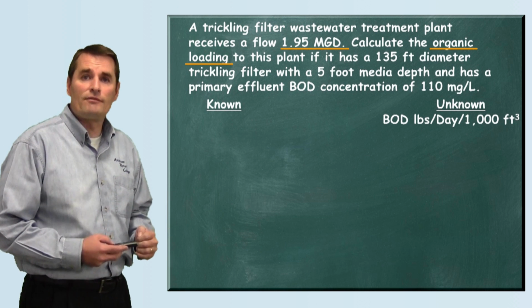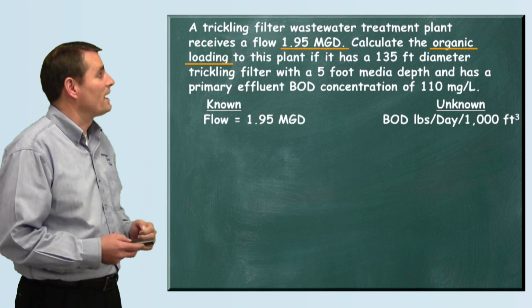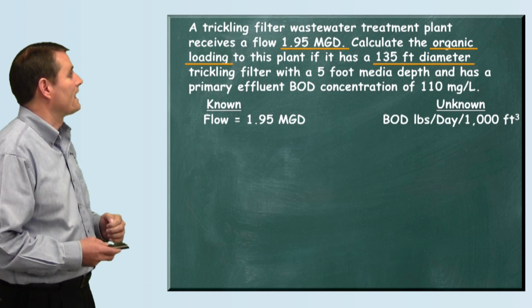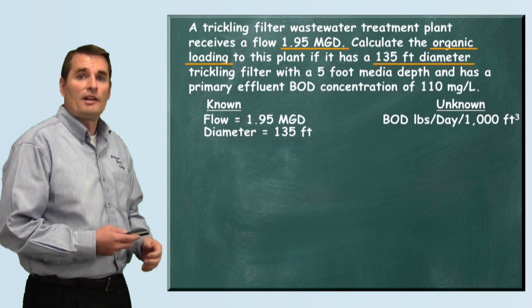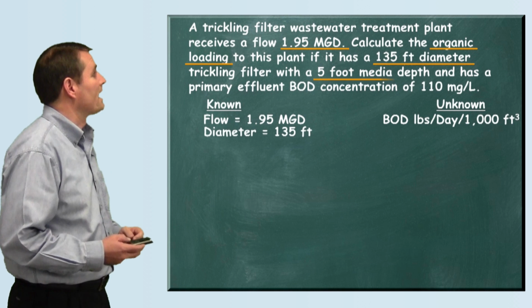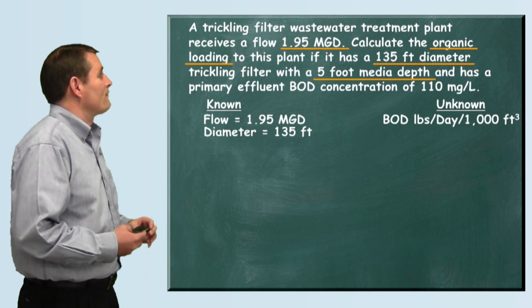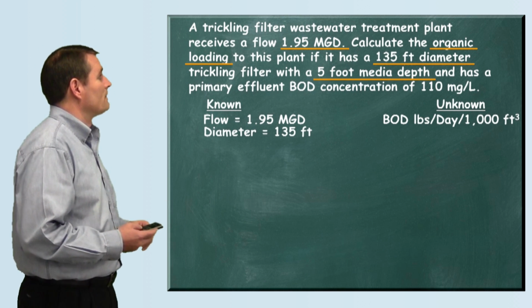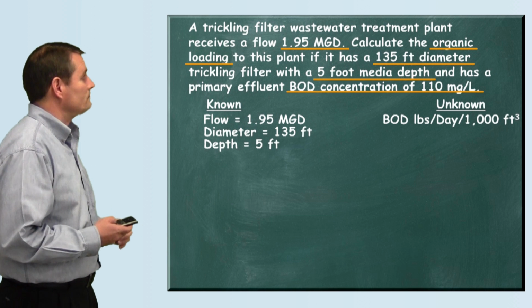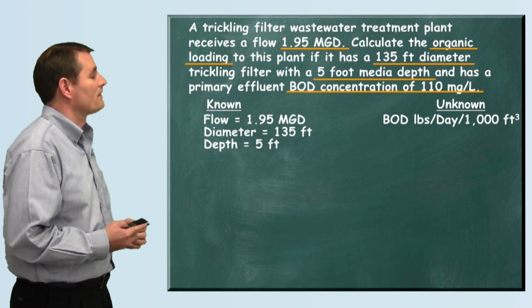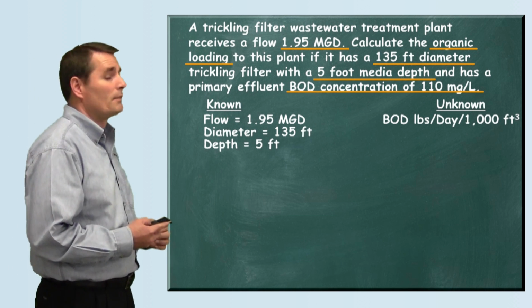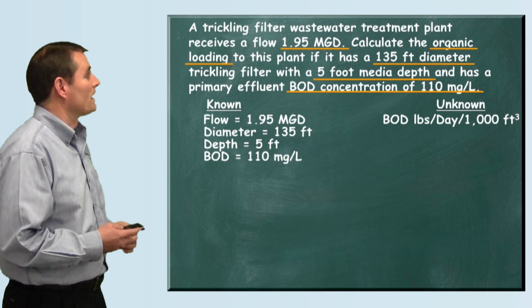They tell us that plant flow is 1.95 million gallons per day, so we write that down. The diameter is 135 feet, so we write that down. And it has a 5-foot media depth. We'll want to include that in our known information. And then they tell us that the BOD concentration is 110 milligrams per liter, so we write that down.